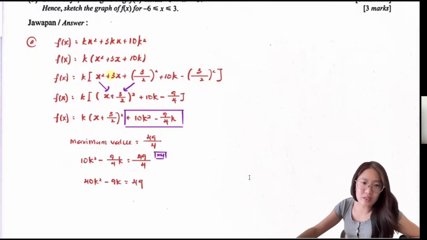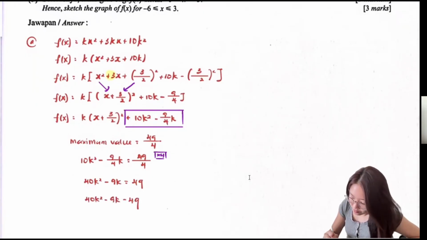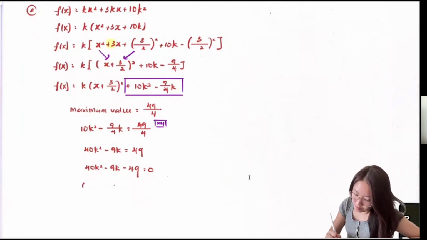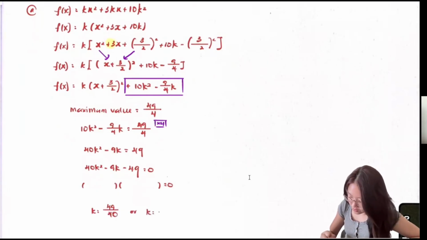Okay, guys, this is a quadratic equation. So automatically bring it back to general form. And then you can use your calculator to get your answer. Factorize. Okay, use your calculator. The first one is 40, -9, -49. Okay, the first answer for k is 49/40. The other one is -1.